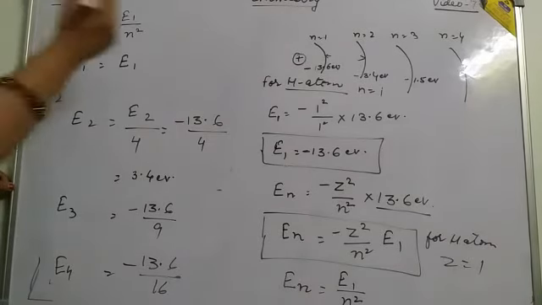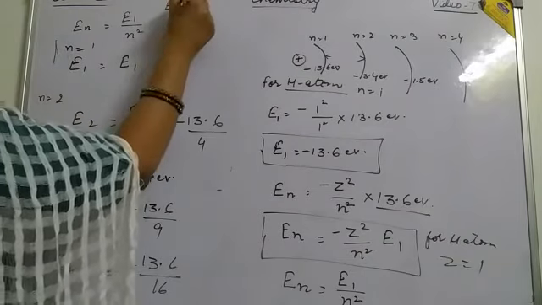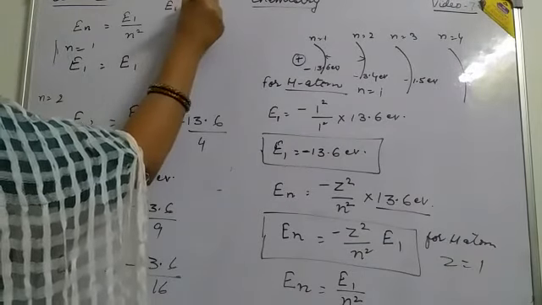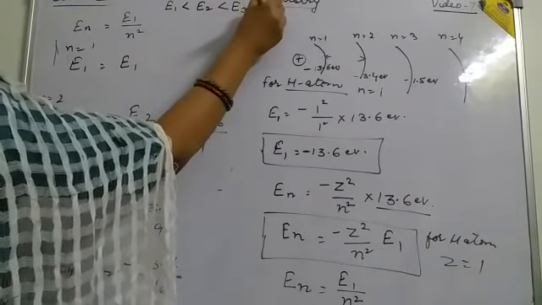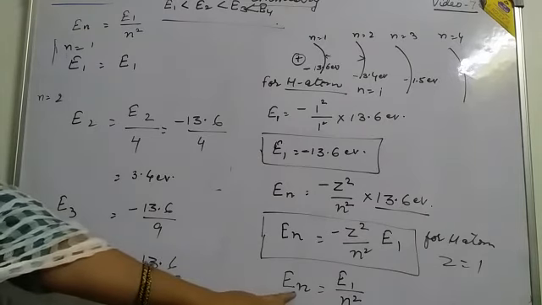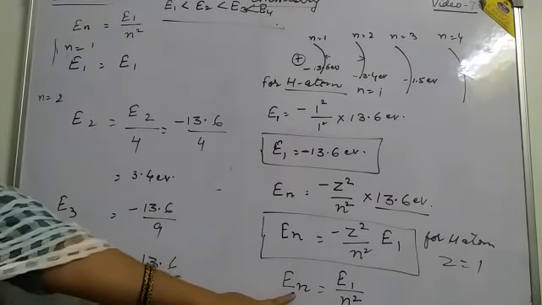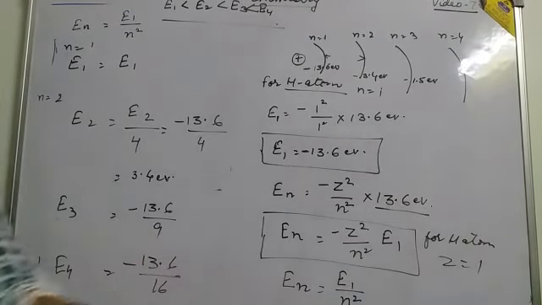So we can say that the energy E1 is always lower than E2, which is lower than E3, which is lower than E4. You can also calculate energy directly by this value. The energy of the nth shell is inversely proportional to the shell number square. Thank you.